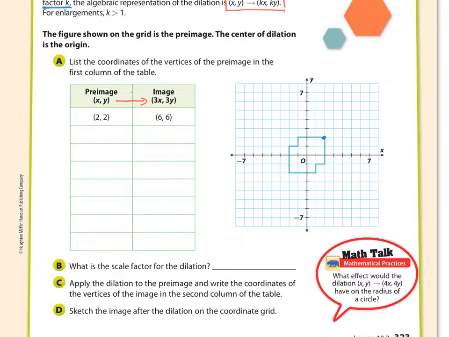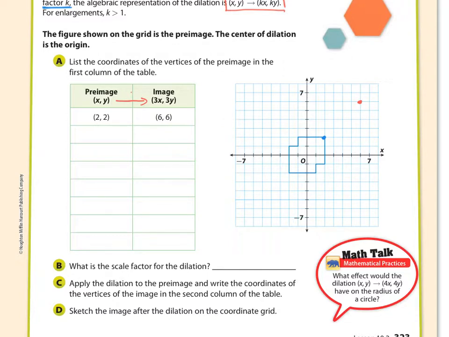Now 3x, what does that mean? If the 3 is next to it, it's multiplying. So we're just doing 3 times whatever x is, and same thing for 3y. Whatever y is, we're going to take 3 times y. So the pre-image point, 2 comma 2, I'm just multiplying them by 3. So 2 times 3 is 6, and the other 2 times 3 is 6. So I get the point 6 comma 6. I'm going to plot these as I go.